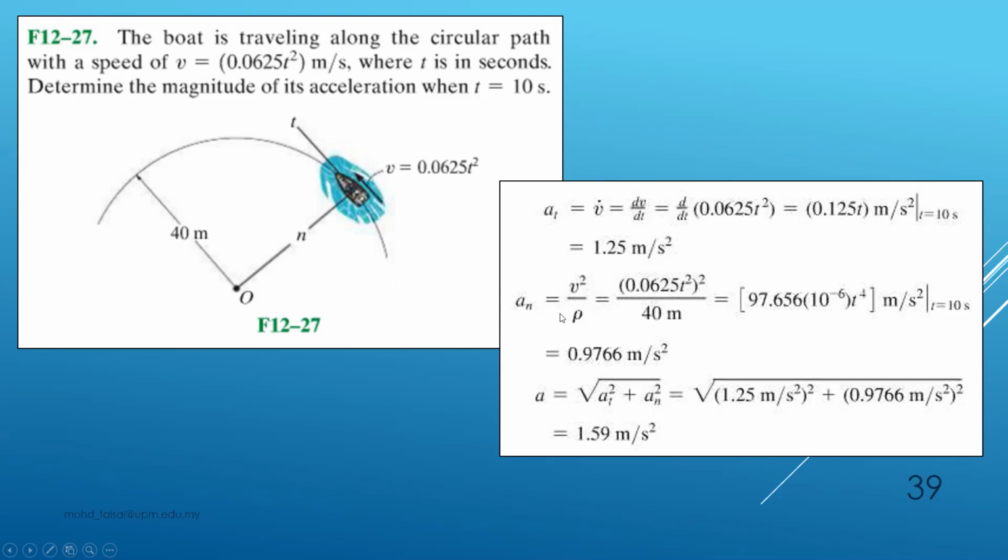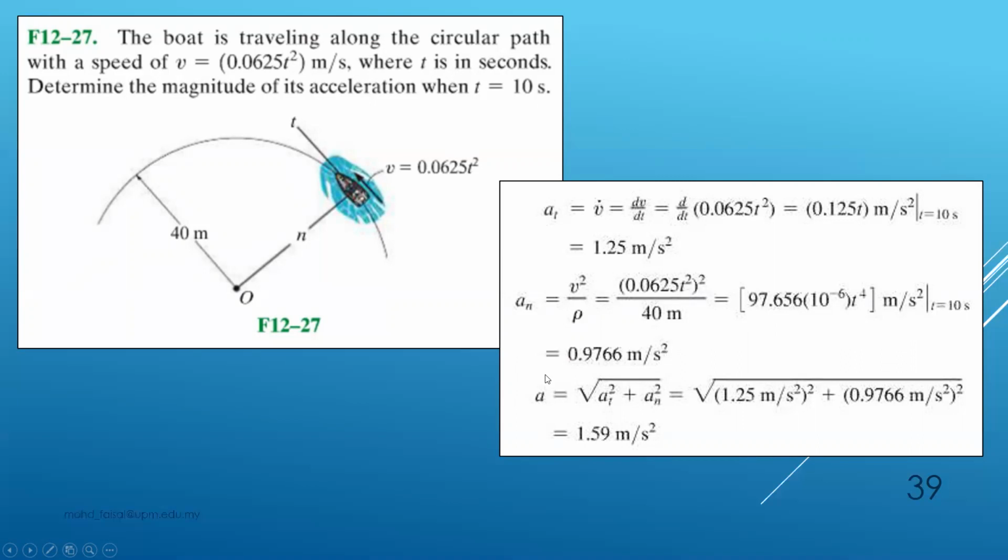Now we also need to look into the normal acceleration. From our previous derivation, it is equal to v squared over rho. V is given here, squared, and rho is given as 40 meters. Just plug in the values, putting t equal to 10 seconds. Then you'll get the normal acceleration as 0.9766 meters per second squared.